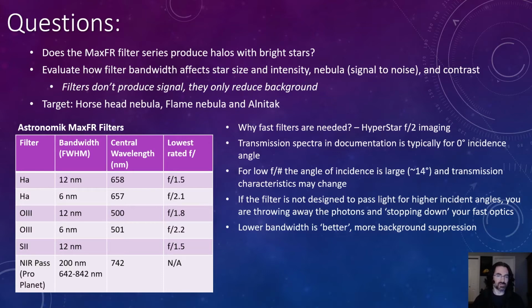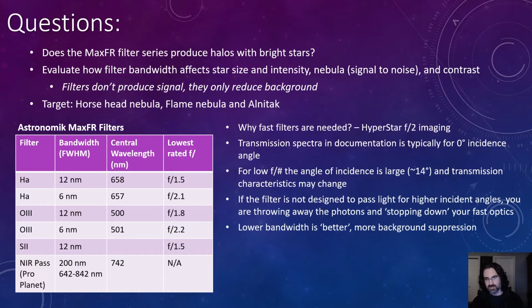Keeping in mind, filters don't produce signal, they only reduce background. So one of the questions is, does the 6 nanometer bandwidth reduce the background more than the 12 nanometer bandwidth? To look at this, I'll be looking at the Horsehead Nebula, Flame Nebula, and Alnitak star, which is notorious for causing halos in images.